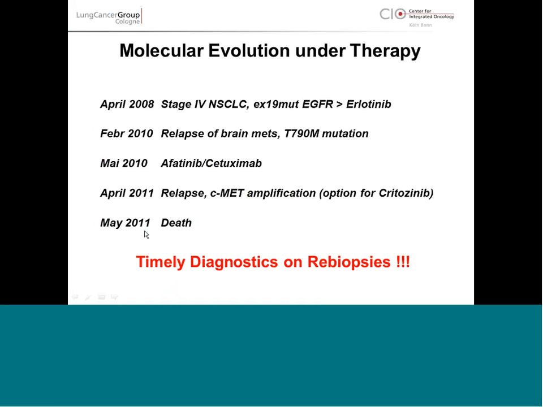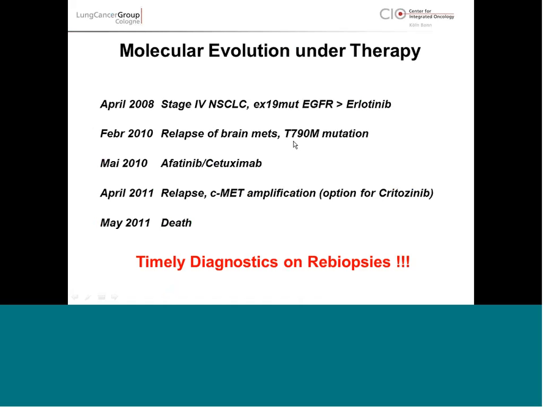So I have this patient, for example. This was one of our first patients that we diagnosed already 6 years ago at stage 4 with multiple brain metastasis. She had a very nice activating exon 19 mutation and was one of the first long-term survivors under erlotinib in our cancer center. Then 2 years later, she relapsed, and the brain metastasis started to grow again.